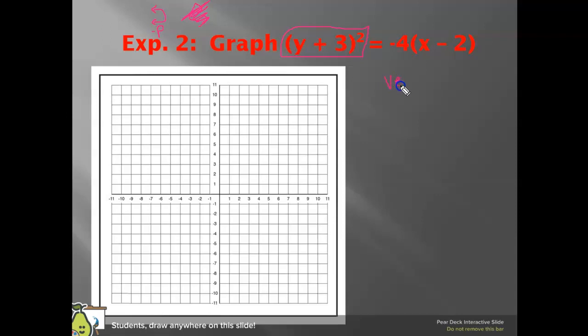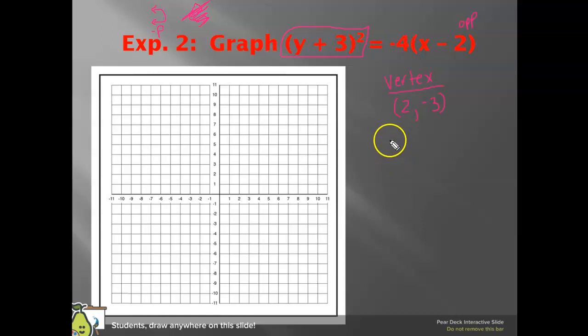Now I want to find my vertex. All right, guys, x is with x and y is with y, so it doesn't matter which side of the equation it actually ends up on. I'm going to do the opposite of the number with x, so that will be positive 2. And I'm going to do the opposite of the number with y, so that's going to be negative 3. That means our vertex is going to be at (2, -3).